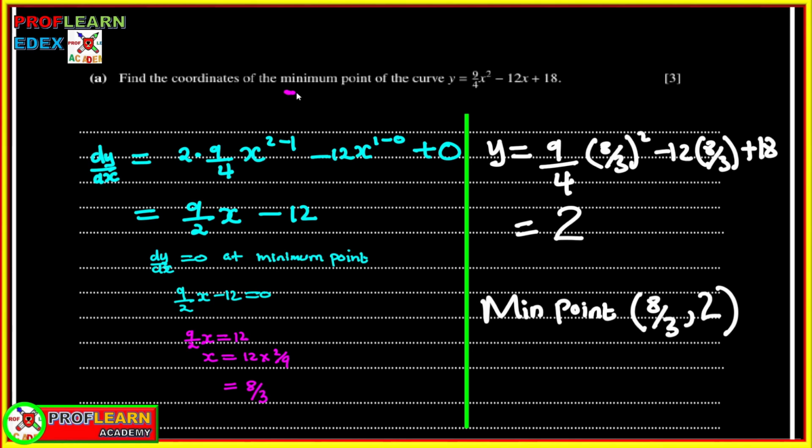So since we are finding the minimum point, we need the y coordinate. So we are going to substitute this value back into the original equation, and then the minimum point is that.